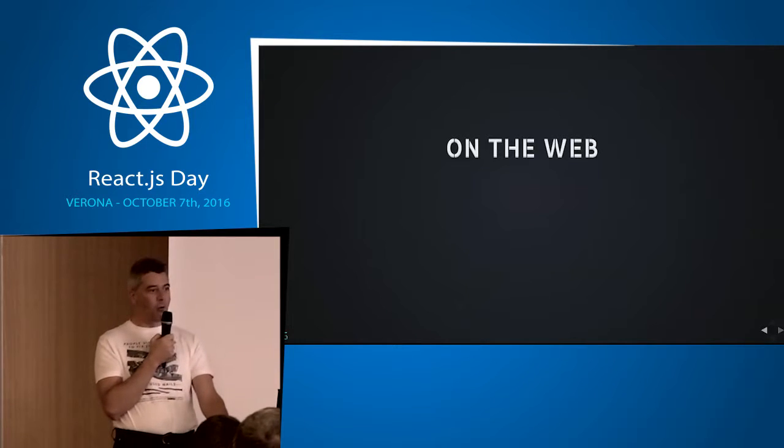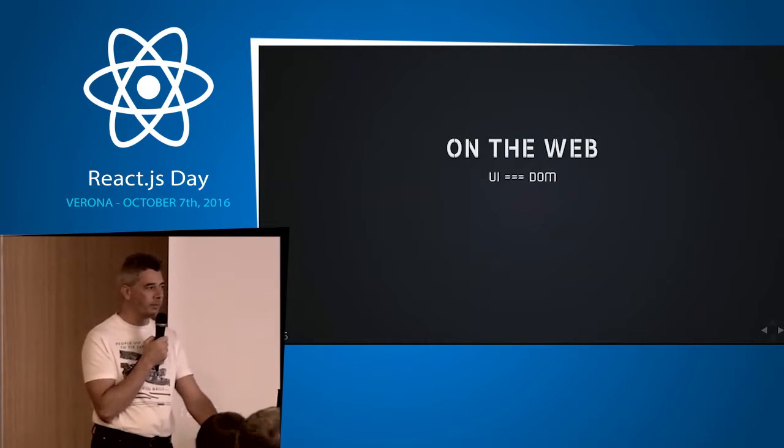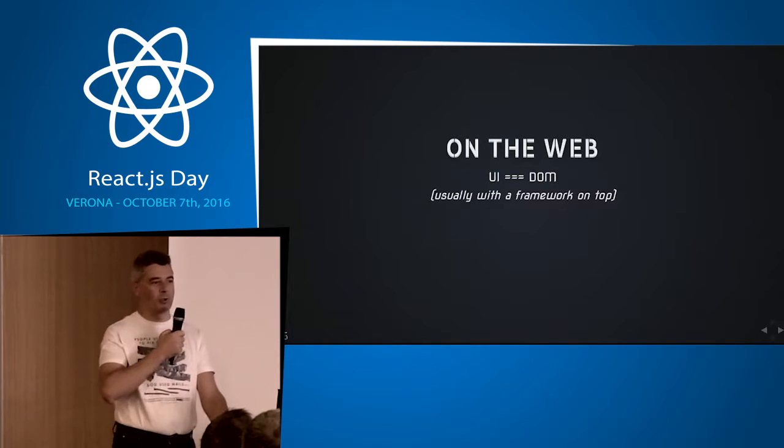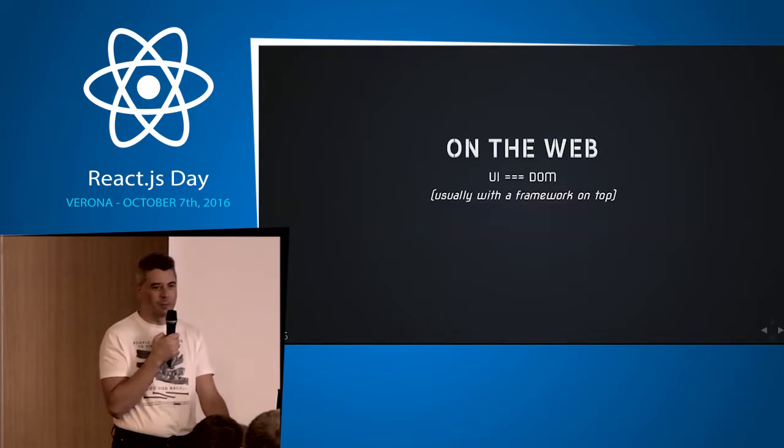So let's build this UI. And let's see what we must do to build this UI, because on the web, UI means DOM. This is the way it works. Usually with a framework on top, of course, at this point. If it is even just a minimal complexity, you just want something on top of that. You're not going to manipulate it by, even just jQuery, but whatever.